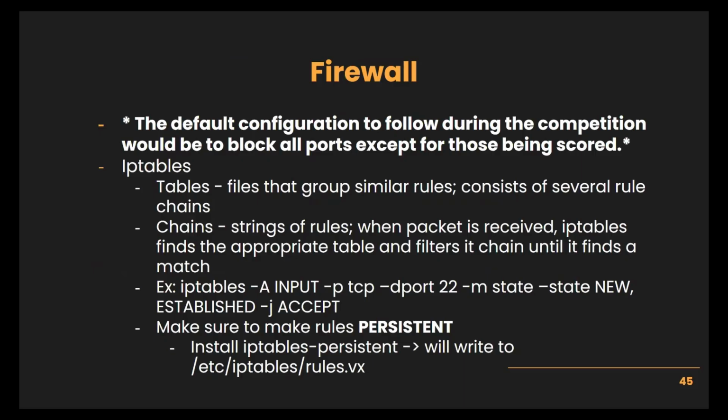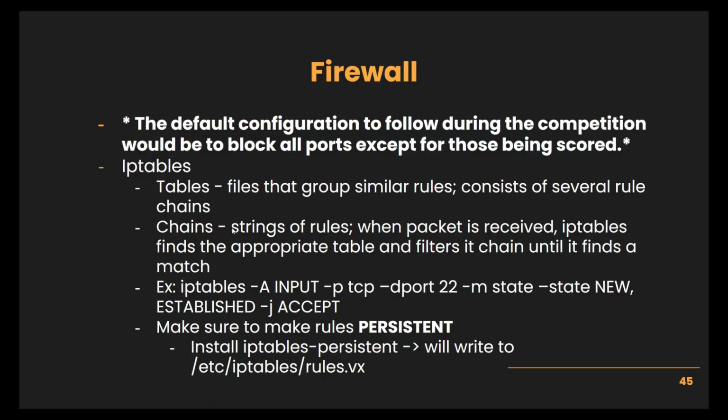Okay, here. So we come to the firewall, and then we see that what you should do during the tryout is to block all ports except for those that are being scored, right? And we'll talk about iptables, right? So we saw iptables previously, and basically how it works is we have tables which are files that group similar rules, right? And we have chains which are the strings of rules, and when a packet is received, iptables finds the appropriate table and filters it, right?